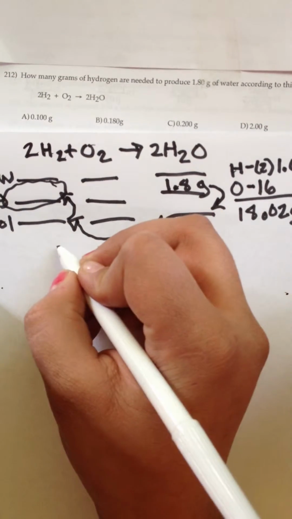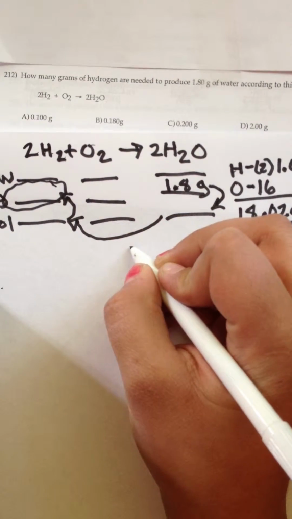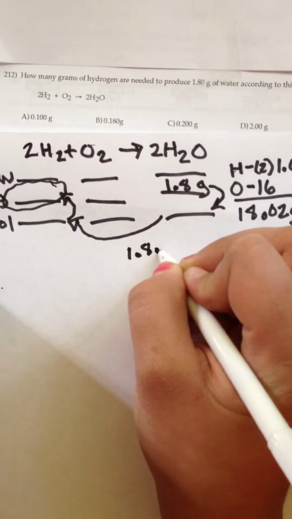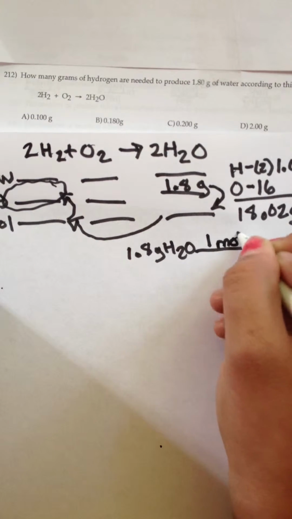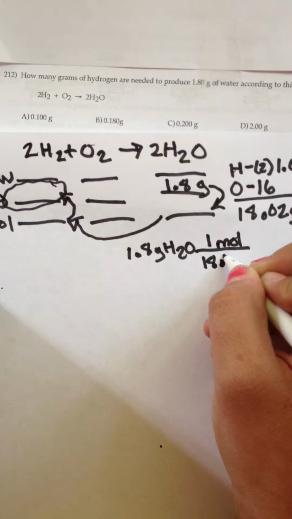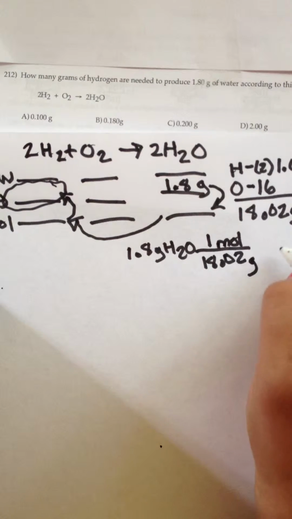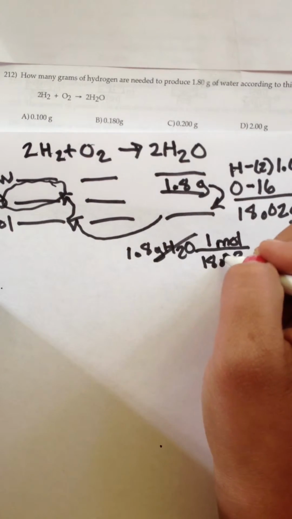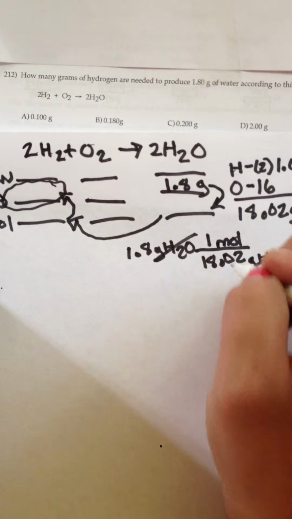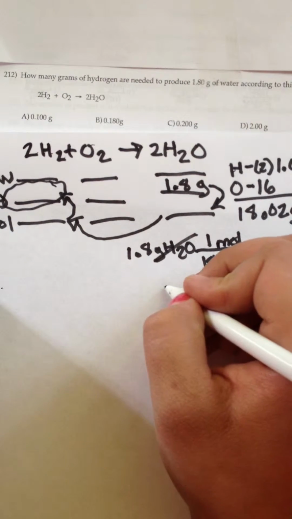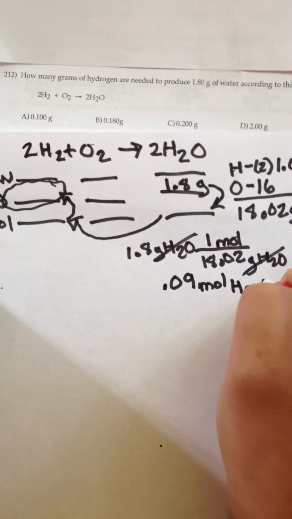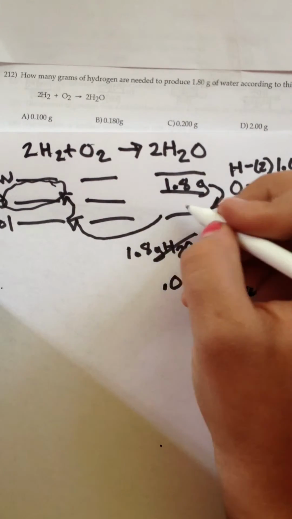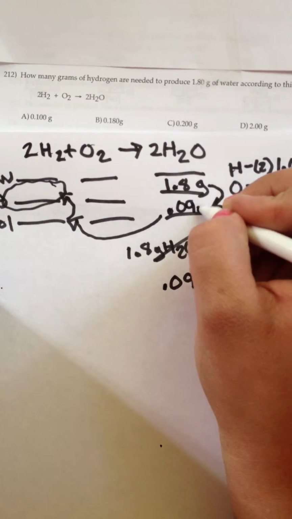So we're going to do our conversion, which would be 1.8 grams of H2O over 1 mole over the 18.02 grams of H2O. This cancels. When we divide 1.8 by 18.02, we get 0.09 moles of H2O. And we go ahead and we put that here in order to keep our information in order.